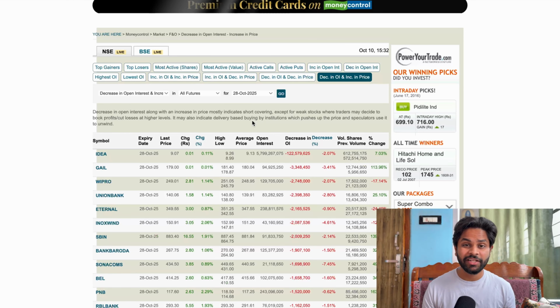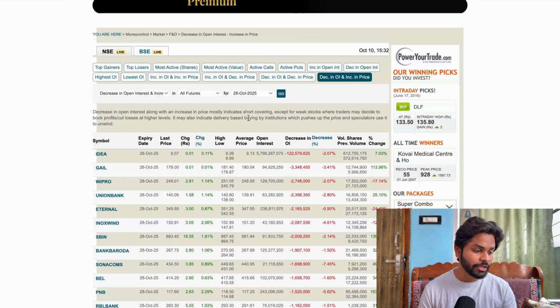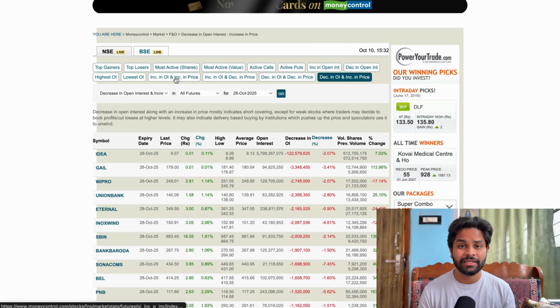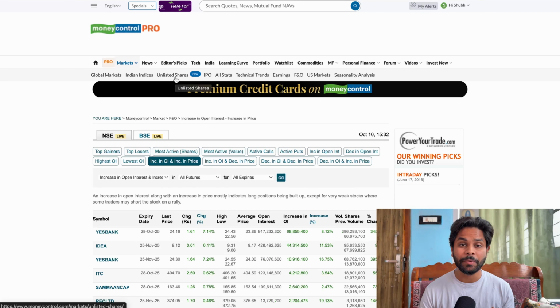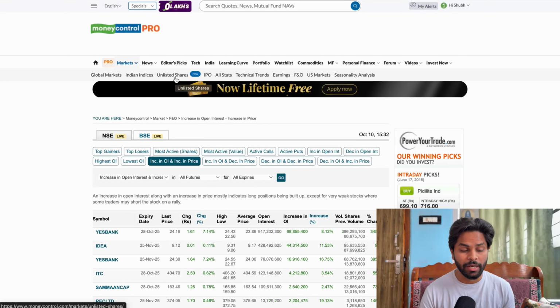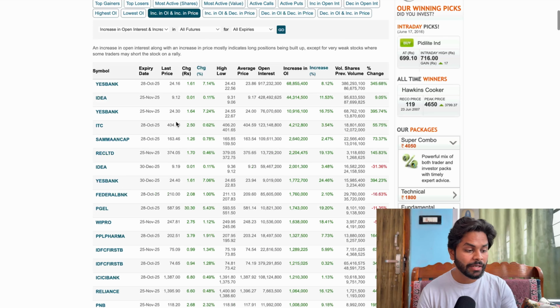So let's say if Nifty is very bullish, I will go into increase in open interest and increase in price. If I am very bullish in the market, I want stocks that are also bullish. I want stocks where people are building long positions. So these are the stocks where people are building long positions. I will not go into short positions. My focus will be only on stocks where long has been built up. So increase in open interest and increase in price.